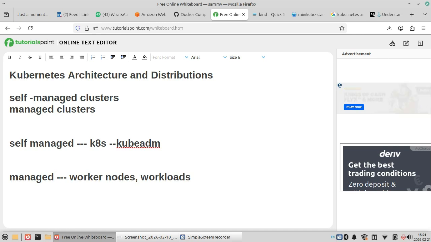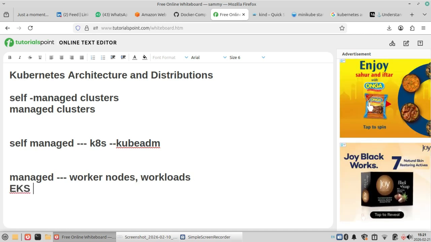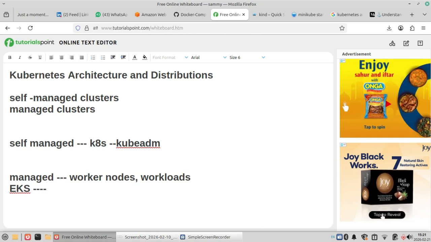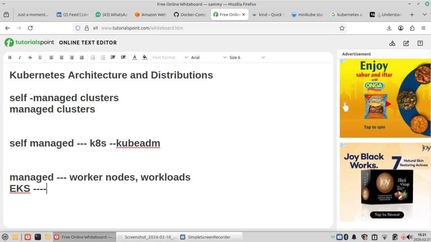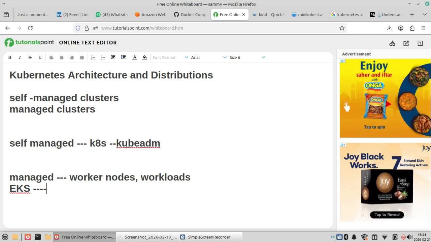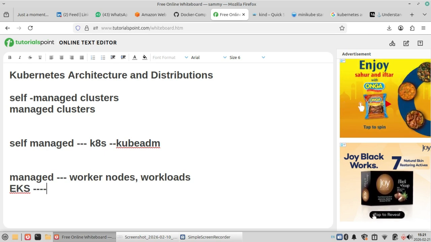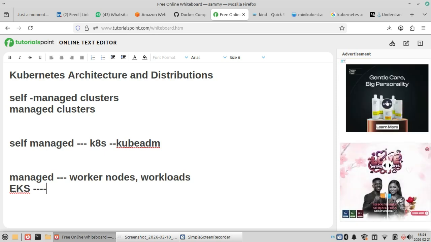All right. A very popular example is EKS, Elastic Kubernetes Service, a managed Kubernetes service from AWS. You do not maintain etcd, you do not log in to the control plane servers, you only connect to the cluster and start deploying your workloads. So if you are looking for reliability, security, and less operational burden, then you should go for managed clusters.